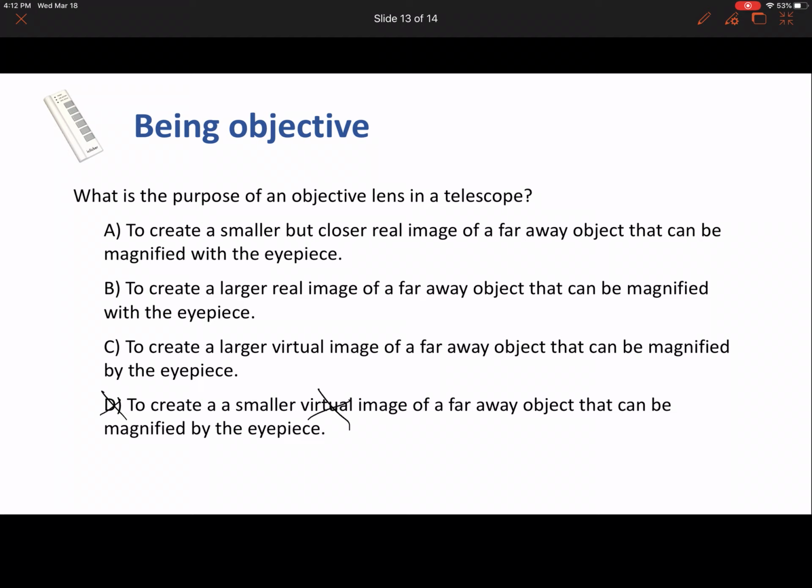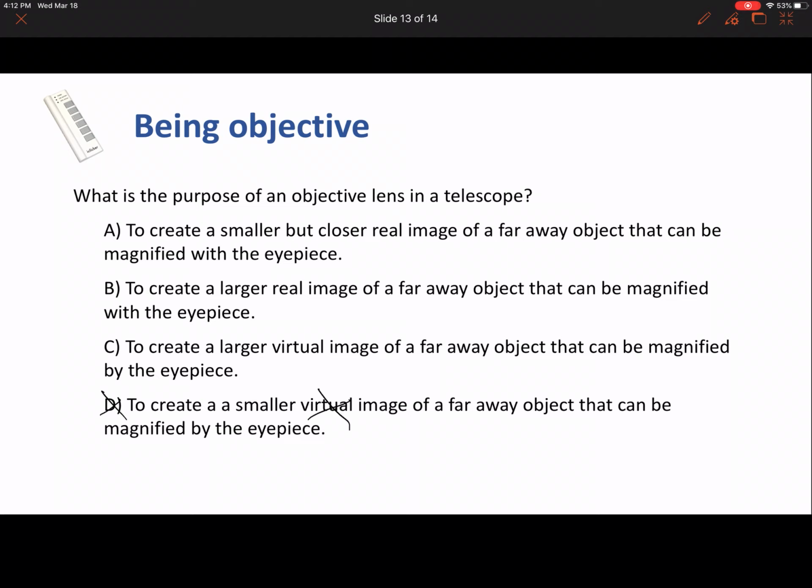There'd be no way, right? You can't do that. It would be useless to you. What the objective lens does is not magnify the image that's out there. You're looking at a star very far away. You're not creating an image that's actually bigger than the actual star. That's not what the objective lens is there for. Very different function than in a microscope.